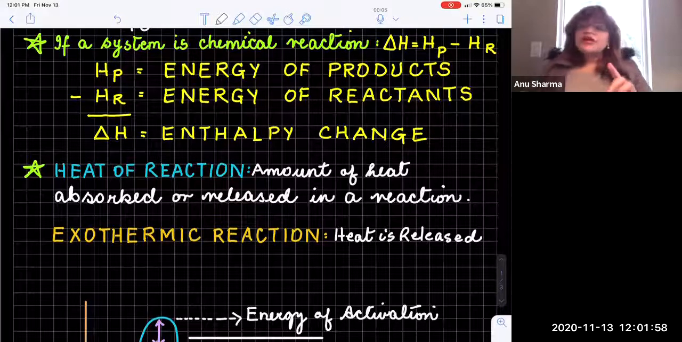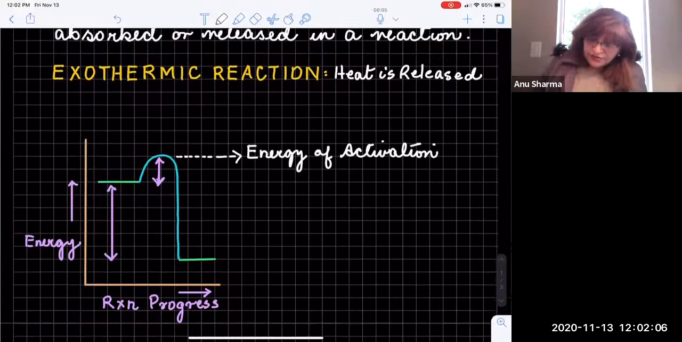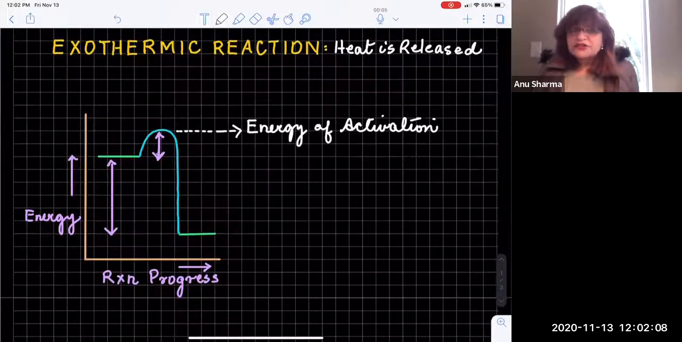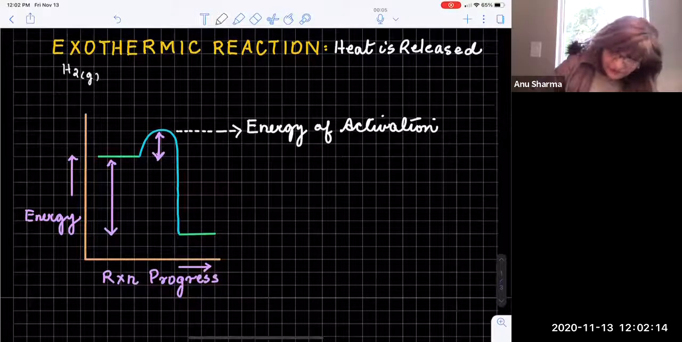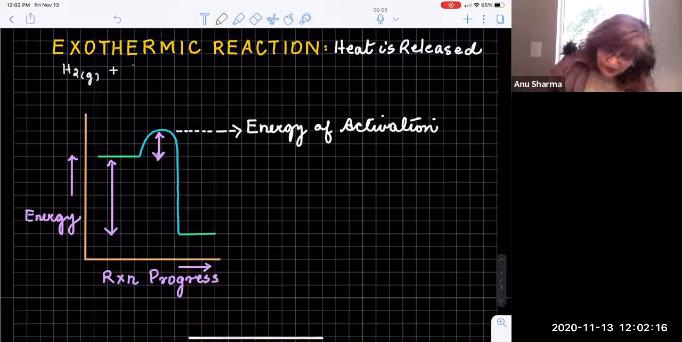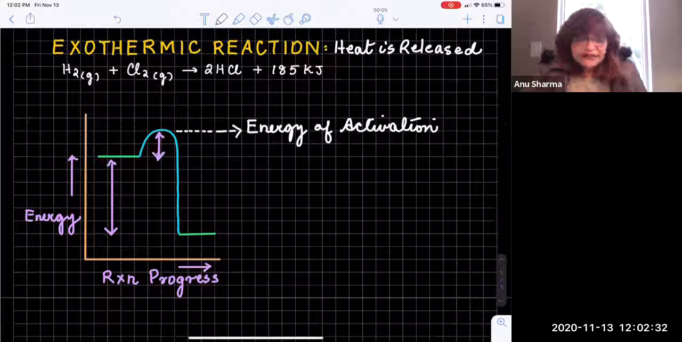Okay, so there are two types of reactions when it comes to the heat. One is the exothermic reaction, and the other is the endothermic reaction. Now, let's look at the exothermic reaction. In exothermic reactions, the heat is released. Here's one example. You have hydrogen as a gas, which is reacting with chlorine, Cl2 as a gas, okay? And this gives you 2 moles of HCl, and heat is a part of the product. So here, 185 kilojoules of heat has been released, and this heat is a product.